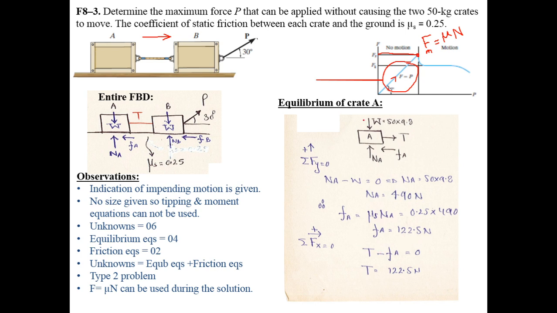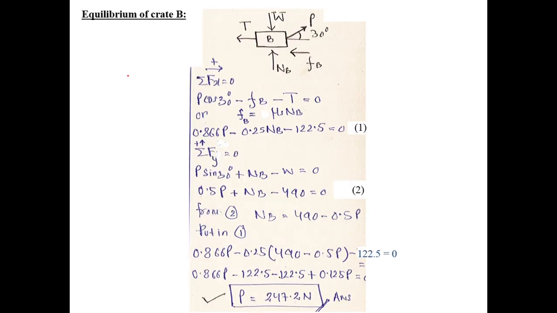Now we apply summation Fx on this free body diagram, and we get T minus Fa equals 0, and therefore the tension in this cable will be 122.5 newtons, exactly when these two boxes are about to move. So this was what we can retrieve from analyzing the equilibrium of crate A. Now we have to analyze the equilibrium of crate B. So let's look at the equilibrium of crate B now. Draw all the known and unknown forces on crate B.